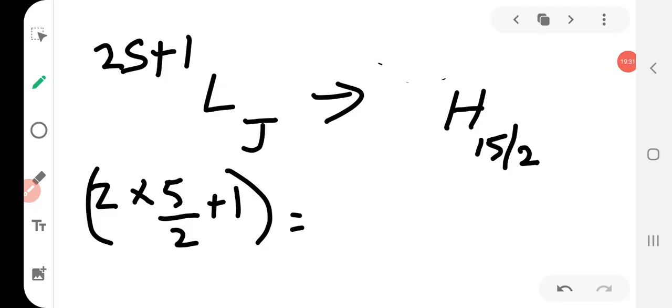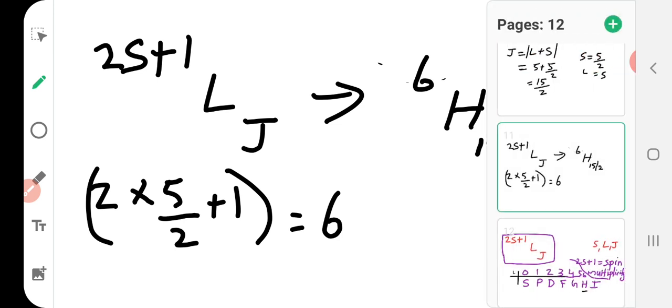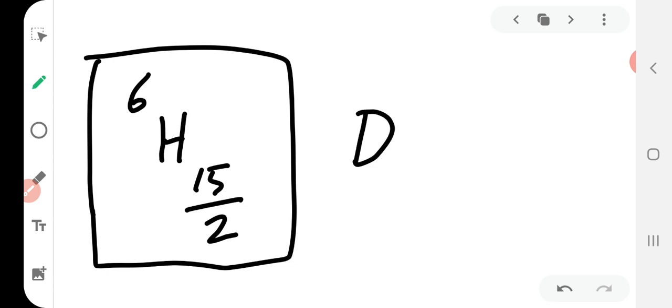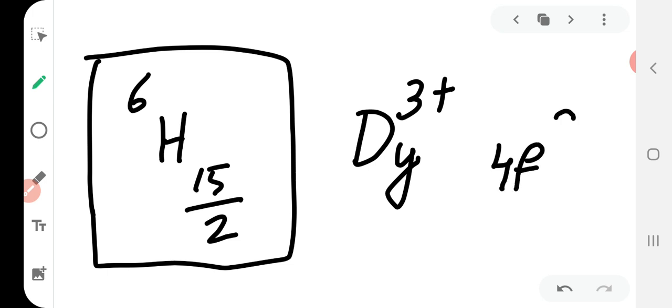In the top left, we have to write 2S plus 1, that is the multiplicity. The value of S was 5 by 2, so 2 into 5 by 2 plus 1 is 6. So in the top left, we have to write 6. So 6H 15 by 2. 6H 15 by 2 is the ground state configuration of a dysprosium 3 plus ion, whose unpaired shell is 4f 9.